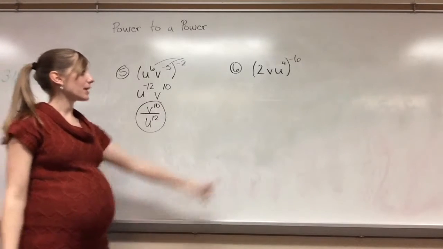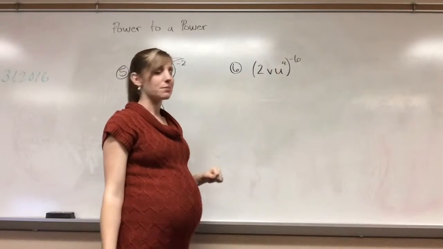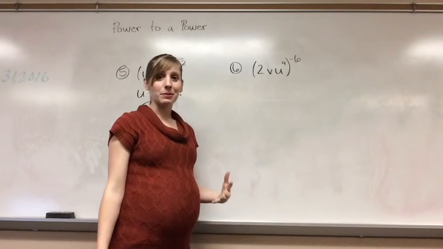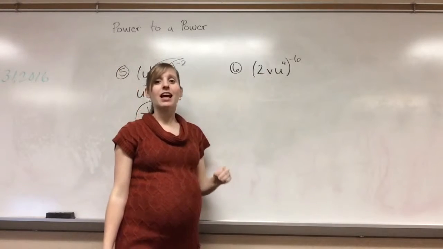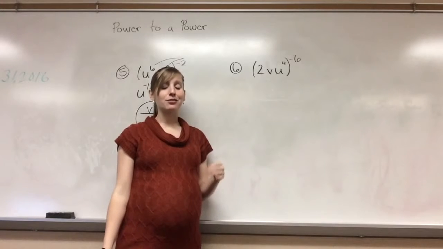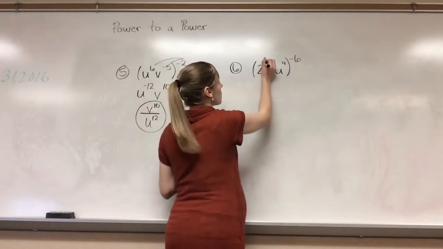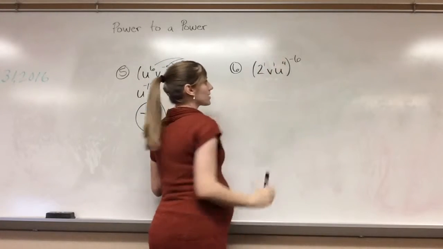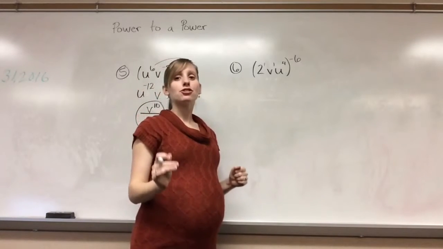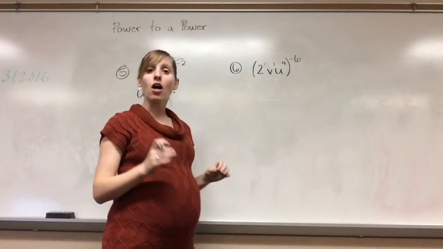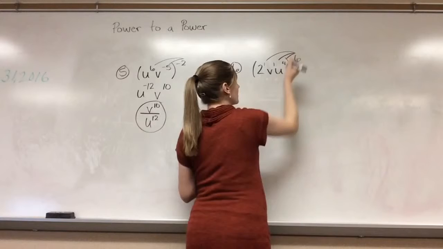For problem number 6, we have 2v u to the 4th, and it's all being raised to the negative 6th power. Now you'll notice I'm missing some exponents. All right, I don't have an exponent for the 2, and I don't have an exponent for the v. Anytime you're missing an exponent, remember, there is a 1 there, they just don't write it, okay? So I'm going to go ahead and put a 1 for each of my exponents for the 2 and the v. Now I can go ahead and do that distributive property. Make sure you distribute the negative 6 to all 3 exponents, okay? Multiply all 3 of them by that negative 6.